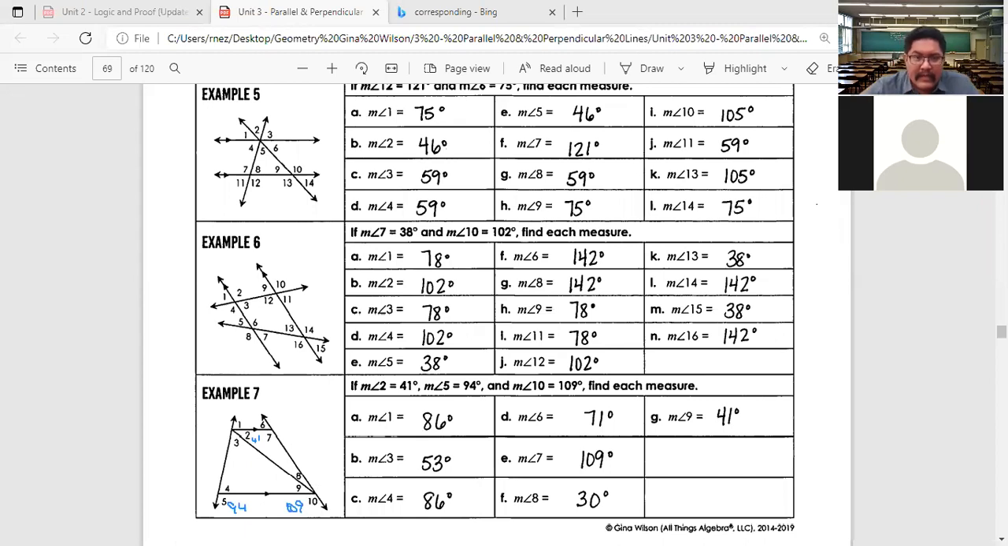So 86, where did they get 86 from? Well, it would be corresponding to this one, right? 5 and 6 are a linear pair, so they must add up to 180. So that would mean this would need to be 86 in order to add up to 180. So now we know angle 1 is 86.